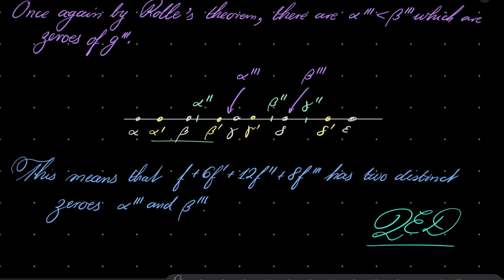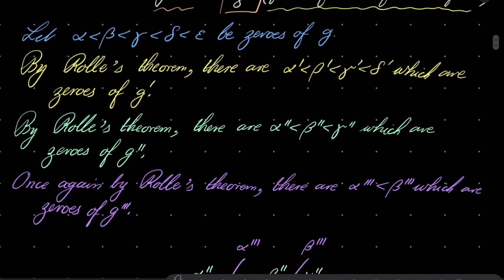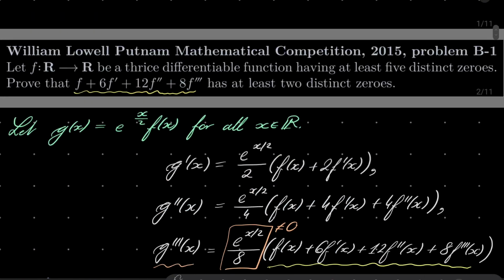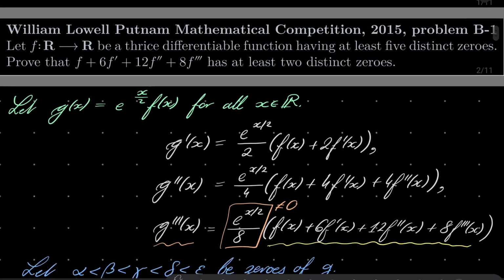So remember this problem. If the coefficients standing next to the derivatives of our function are just right, then this trick with multiplying by some exponential function works. The only tricky part is to guess what should be in the exponent. In this case, x over 2 was good. In other cases, some other exponent may be good, but remember this general method.